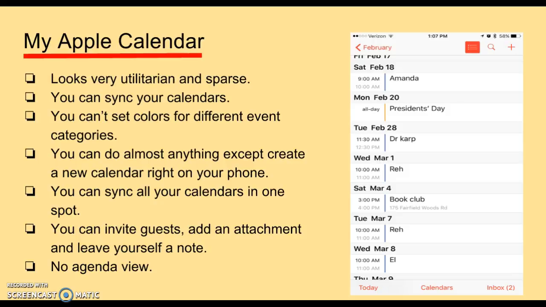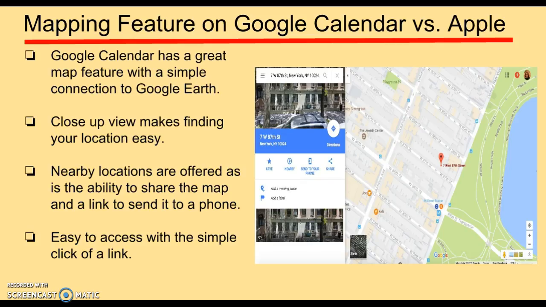My Apple Calendar looks very utilitarian and sparse. I can sync my calendars, but I can't set colors for different event categories. I can do almost anything except create a new calendar right on my phone. I can sync all my calendars in one spot. I can invite guests, add an attachment, and leave myself a note. And I have no agenda view.